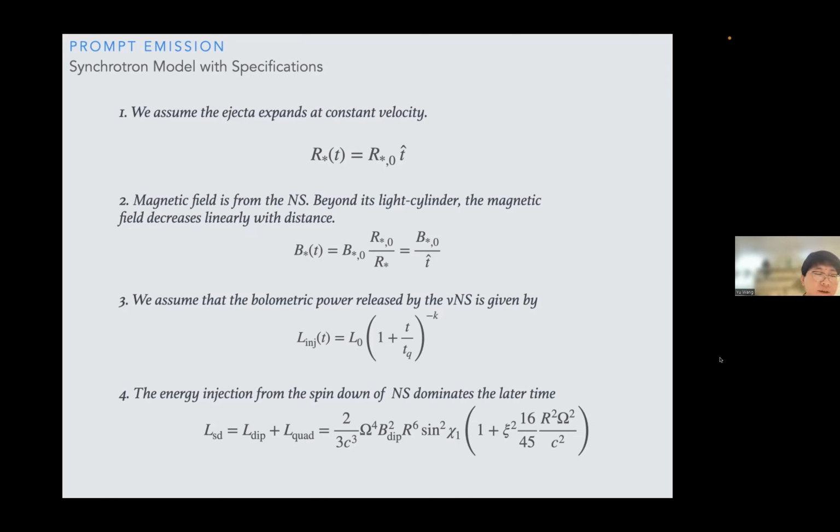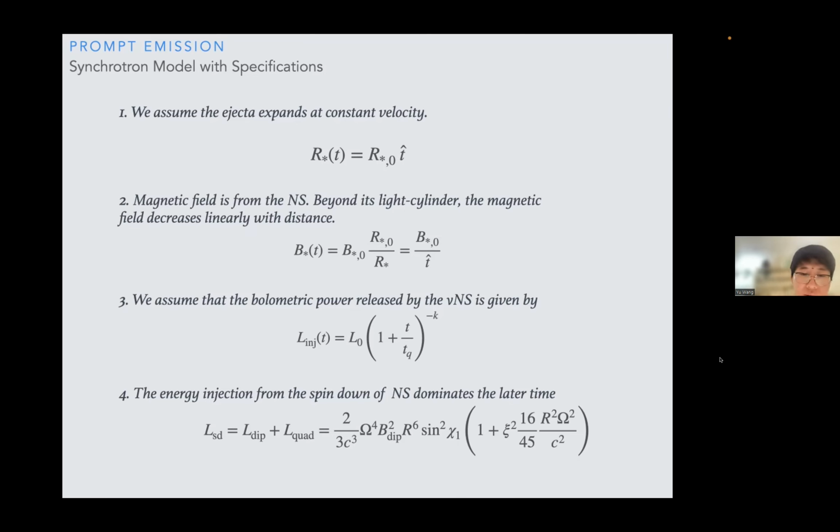The second is that our magnetic field is from the new neutron star. In agreement with pulsar theory, we assume that at a large distance from the new neutron star, beyond its light cylinder, the magnetic field decreases linearly with distance. This implies that the magnetic field strength felt by the expanding ejecta evolves with time, as in this formula for B. So we have a changing B, not a constant B. The traditional model always assumes that a given percentage of the kinetic energy, like 0.1%, is converted to the magnetic field, and many simulations consider a constant B, but here we have an evolving B.